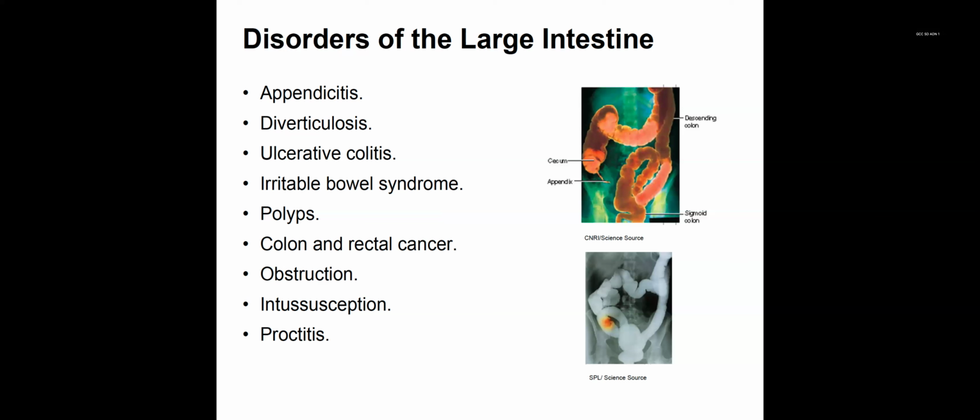You have obstructions, which are blockades. These are blockages in the intestines which prevent normal passage of content. Intussusception, so basically one segment of the intestine telescopes into another, causing obstruction and compromised blood flow. And you have proctitis, inflammation of the rectum lining, causing pain, bleeding, and diarrhea, often due to infection or some kind of IBD.